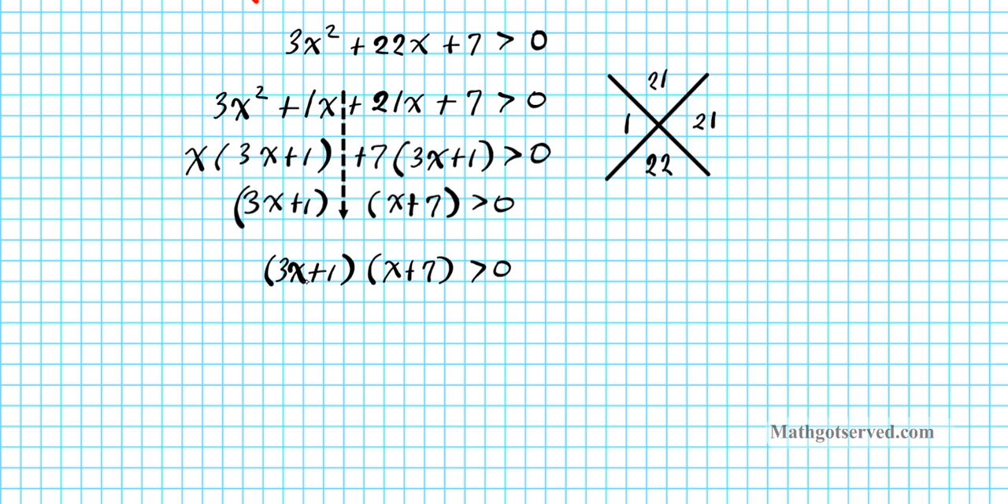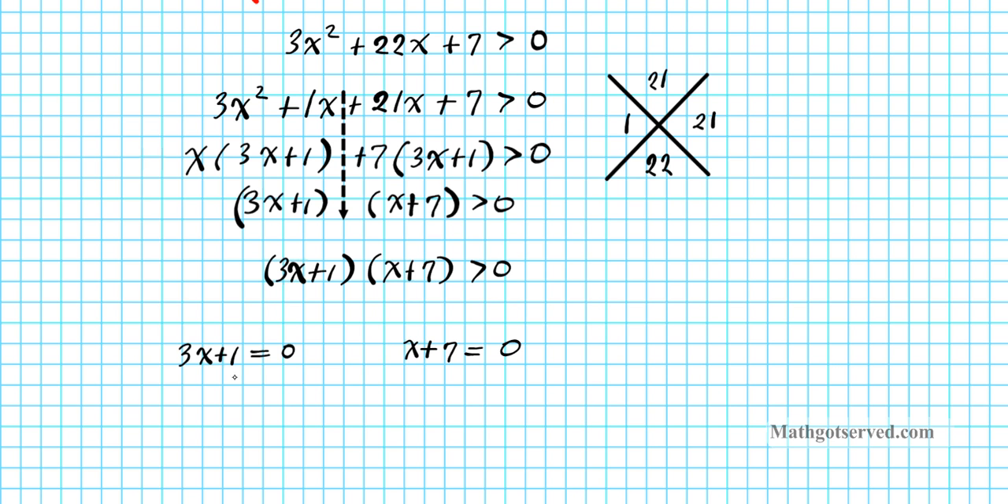So we need to find where the zeros are, where this function actually hits the x-axis. To do that, we're just going to use the zero product property to set these two to 0 and then solve. Okay? So we're going to go 3x plus 1 equals 0, and x plus 7 equals 0.